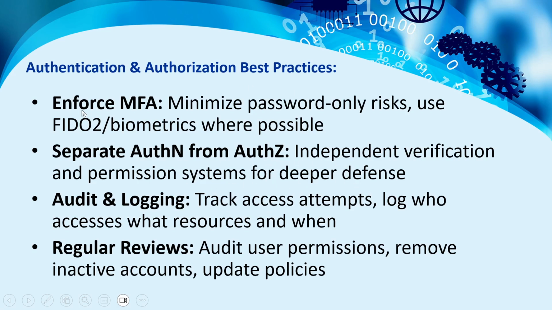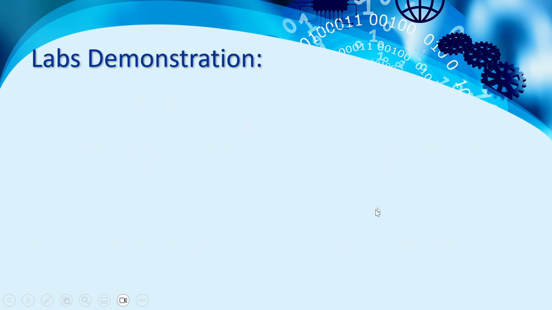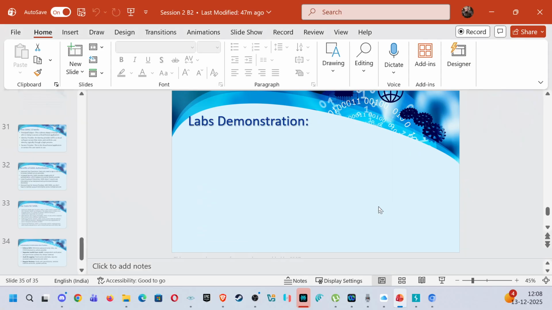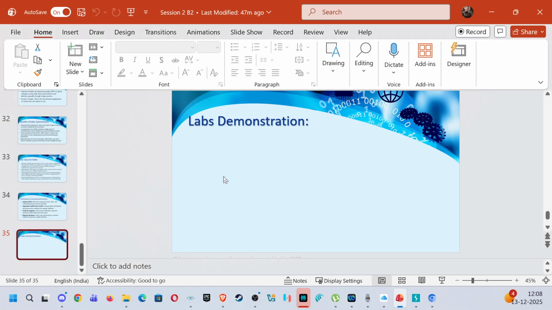These are the best practices if anybody is going to start an organization. Enforce multi-factor authentication, and separate authentication and authorization, treating them as two different scenarios. And try to log every user who logs in and what they are doing, and review this. Any doubts so far?